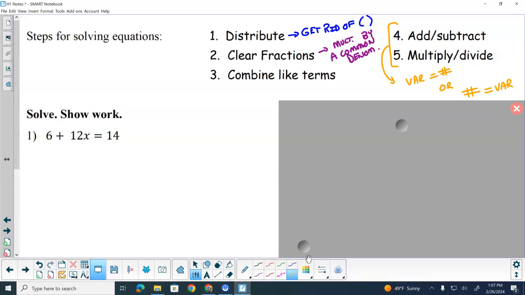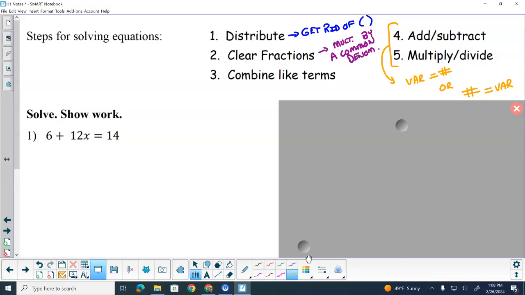In number 1, do I have parentheses that I need to clear? Nope, no parentheses. So step number 1, done. We've distributed. Do I have fractions that I need to get rid of? Nope. Step number 2, done. Do I have like terms that I can combine on the left side or the right side? Nope. Step number 3, done. What a nice problem, I know.